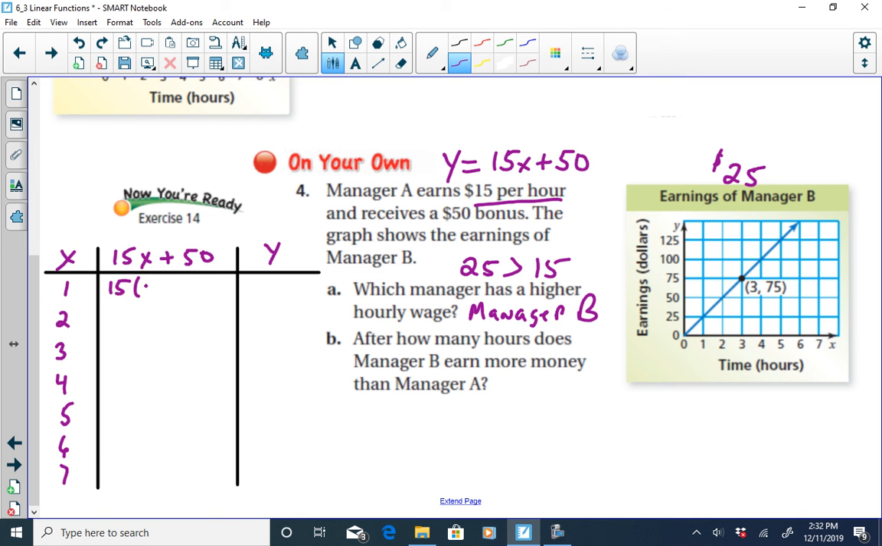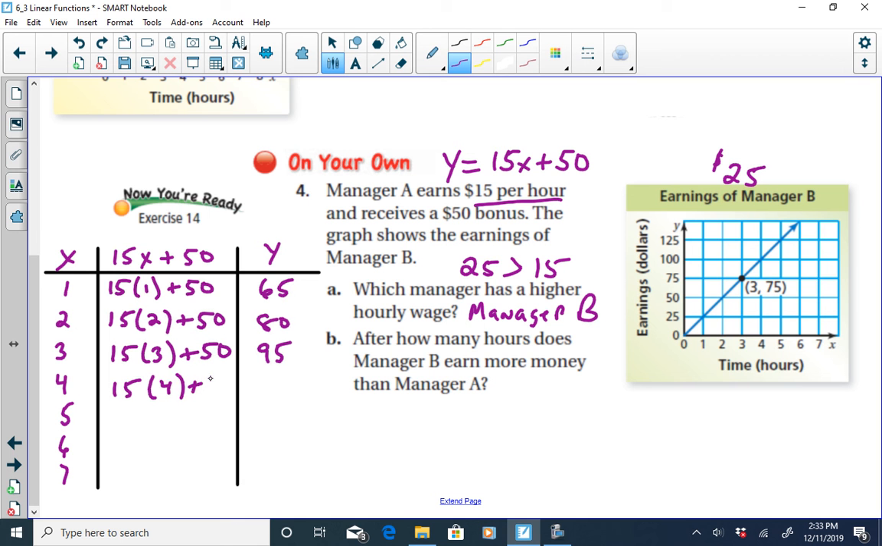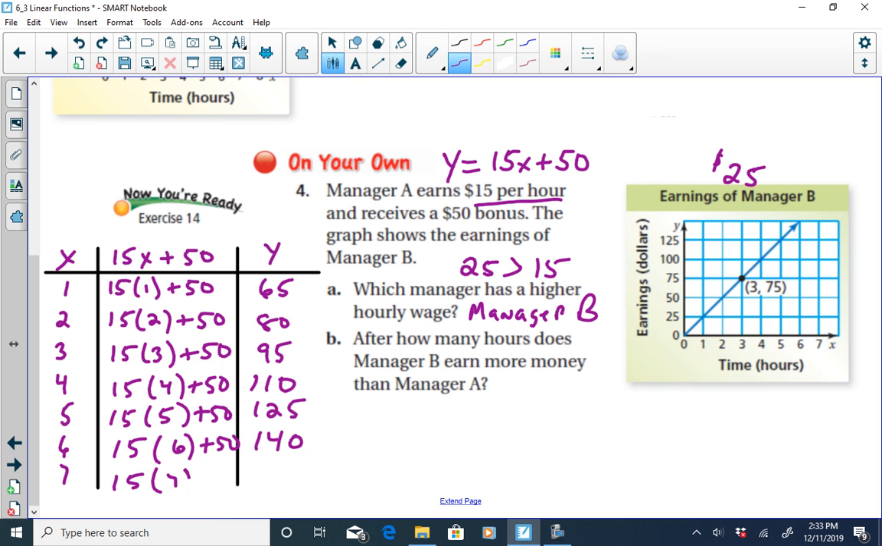So we have 15 times 1 plus 50, that's 65. 15 times 2 plus 50, that's 30 plus 50, which is 80. 15 times 3 plus 50, that's going to be 95. 15 times 4 plus 50, that's going to be 110. 15 times 5 plus 50 is 125. 15 times 6 plus 50 is 140. And then 15 times 7 plus 50, that should be 155.